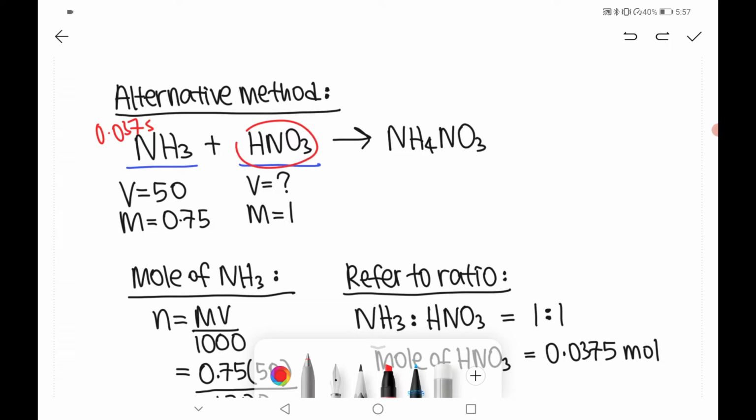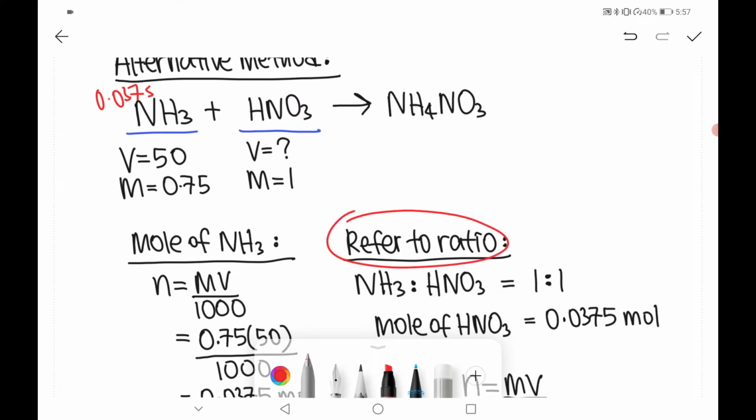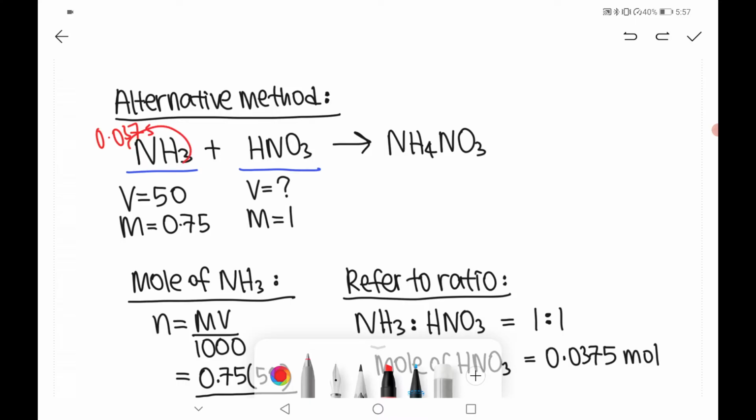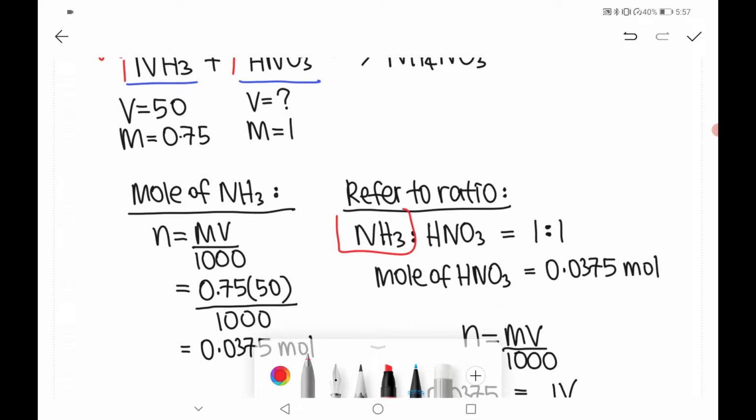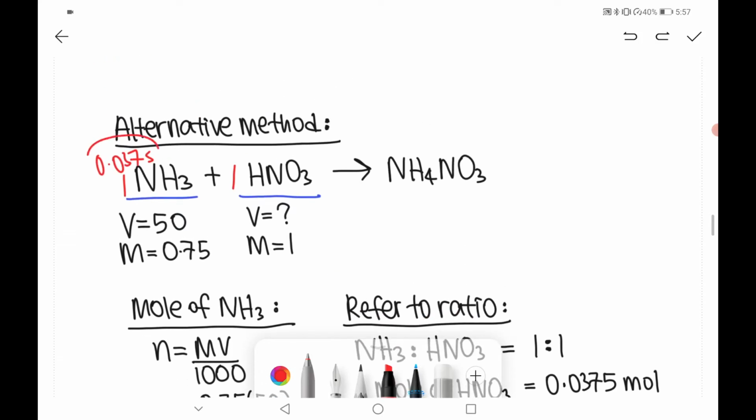So how to find the mole of acid? You do ratio. If you look at the ratio between the ammonia and the nitric acid, the ratio is 1 to 1. 1 to 1 means they are the same. So the mole of acid should be the same as the ammonia. Ammonia is 0.0375, so the acid should be 0.0375 as well, because the ratio is the same, the mole will be the same.